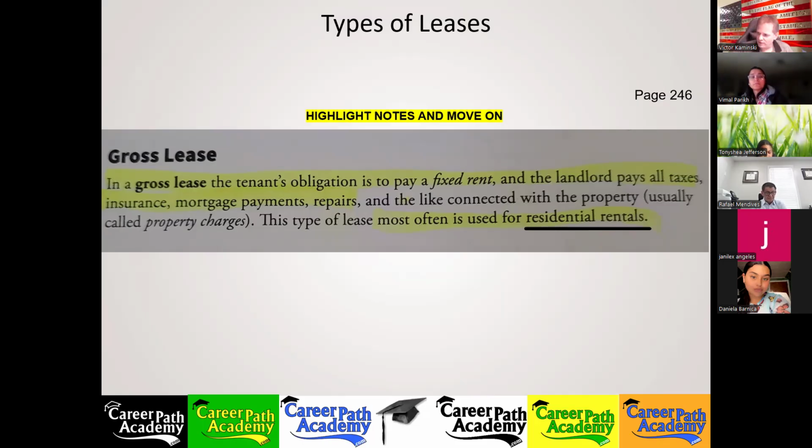I can't even read it anymore, but it's one of these horrible tips that whoever did the last rewrite added. Remember, when a landlord has to pay all the property charges, the landlord thinks that's gross, making it a gross lease. That's a stupid tip. That's not going to help me remember anything. I would suggest they remove that sentence altogether from the next version of the book because I think it's dumb. But a gross lease, the tenant pays their basic fixed rent, and that covers everything.